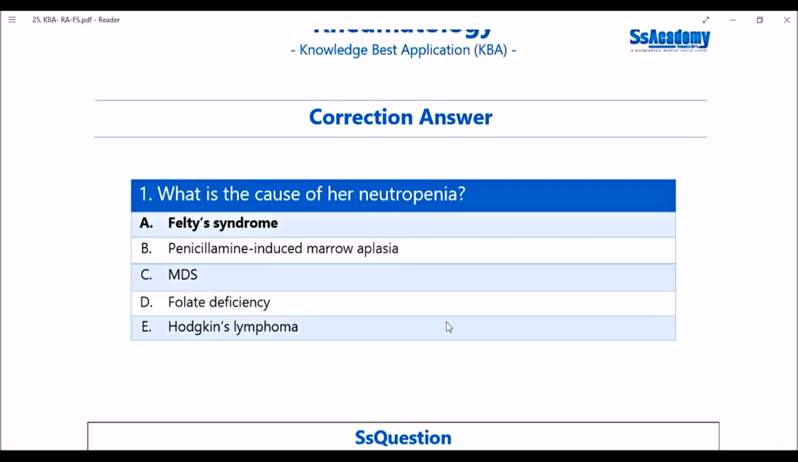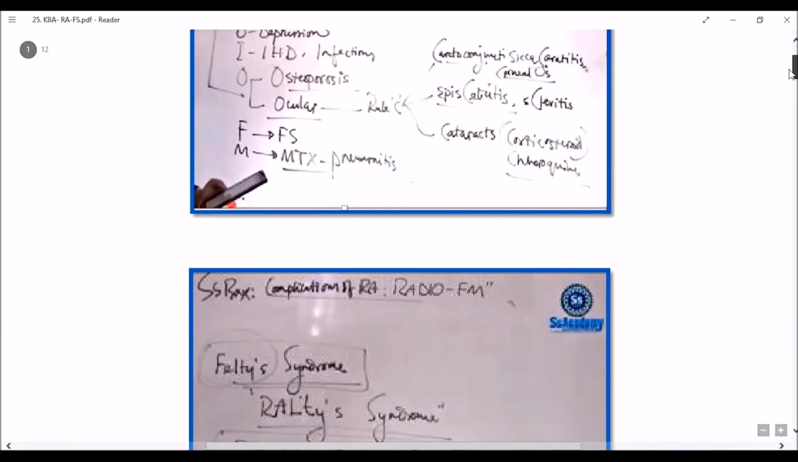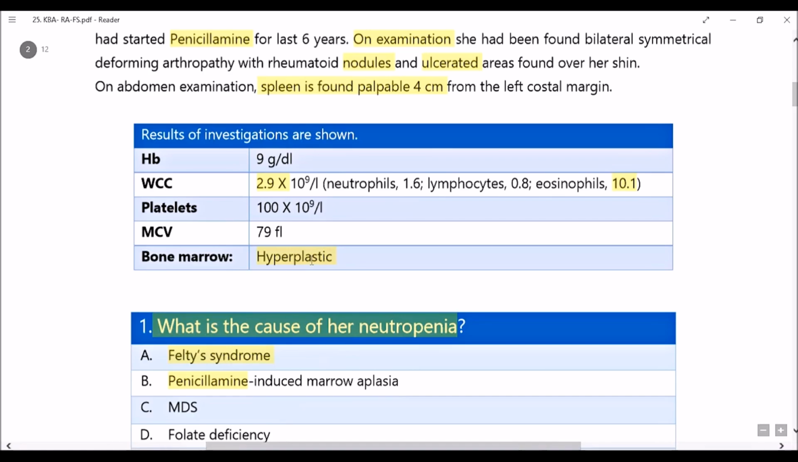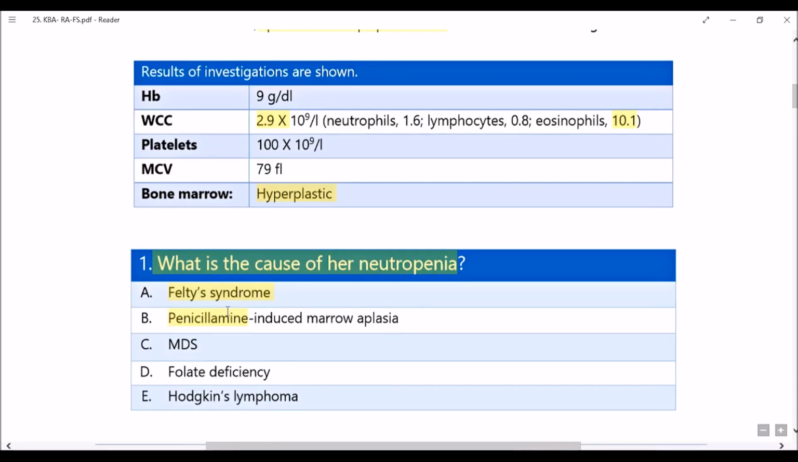As we have seen, we can go back to the question scenarios. As you have seen, bone marrow hyperplasia is only found in Felty syndrome. It is a very good diagnostic feature of Felty syndrome. But pancytopenia is aplasia. Myelodysplastic syndrome can have hyperplasia, but the myelodysplasia will be present, and folate deficiency will have megaloblasts in the bone marrow.